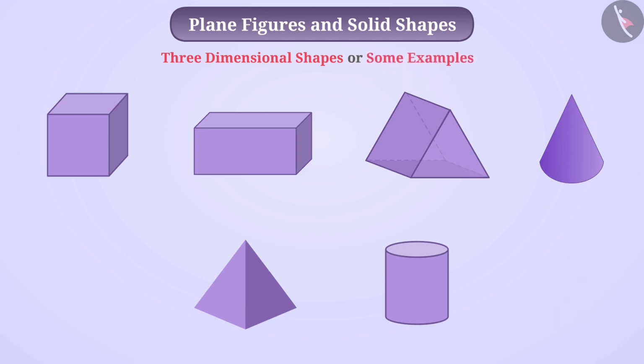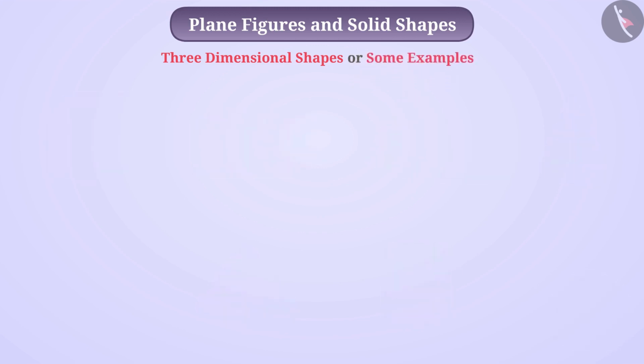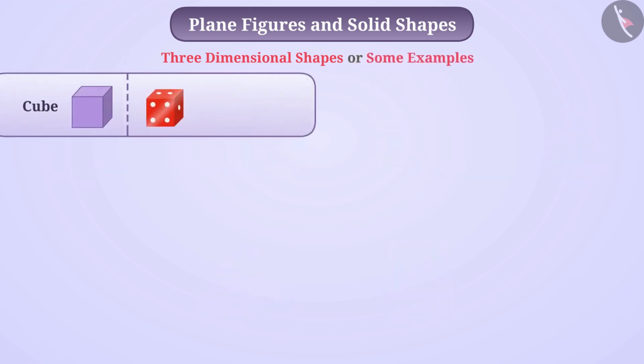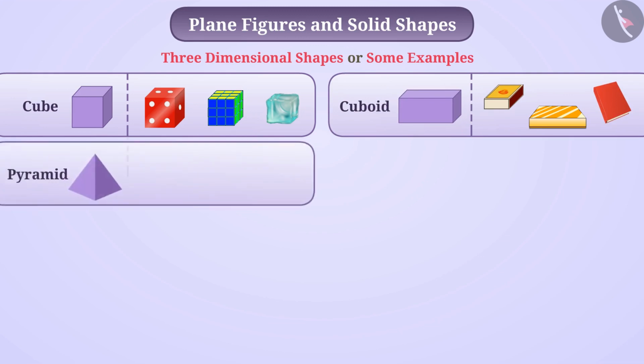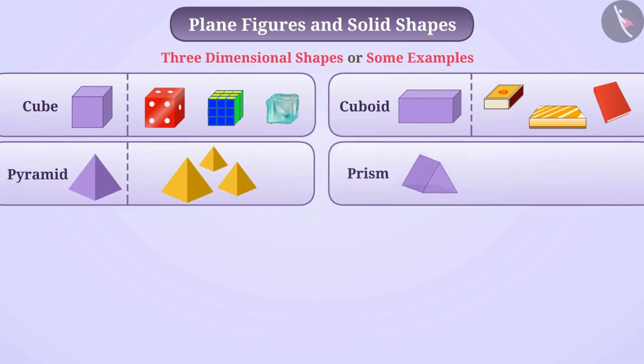Some examples are as follows. This is a cube. Dice, Rubik's cube, ice cube, all have cubed shape. This is a cuboid. Objects like matchbox, sweet box, books all have the shape of cuboid. This is a pyramid. In pictures, you must have seen the Egyptian pyramids. This is a prism. You must have seen this type of glass object.